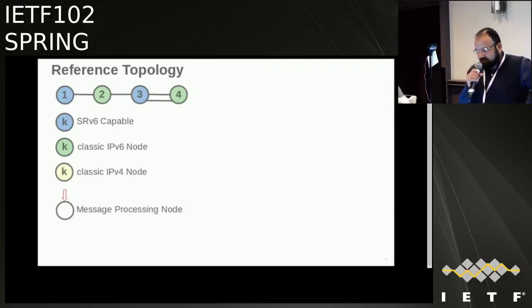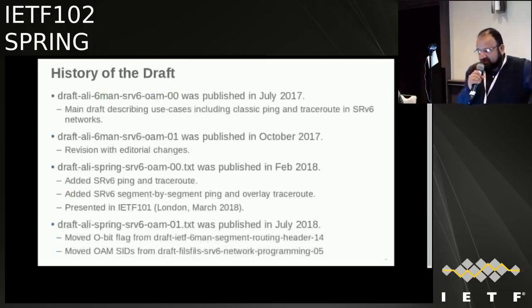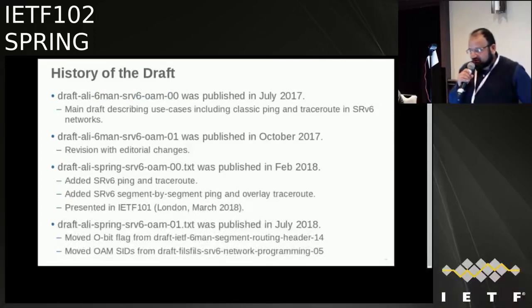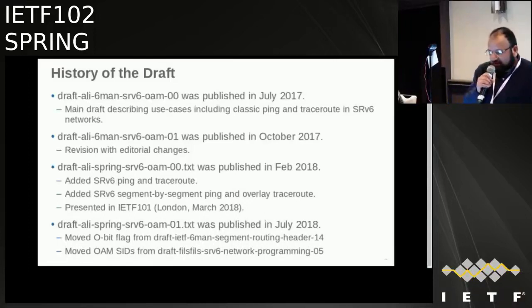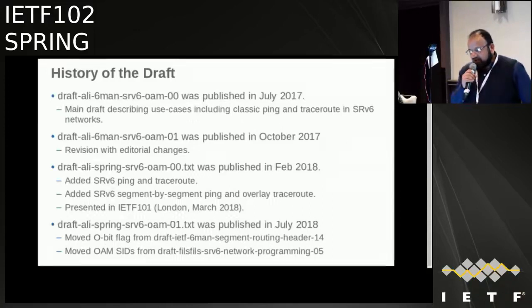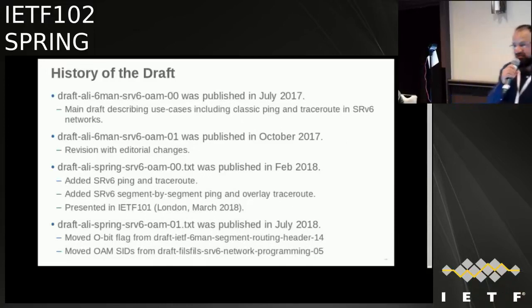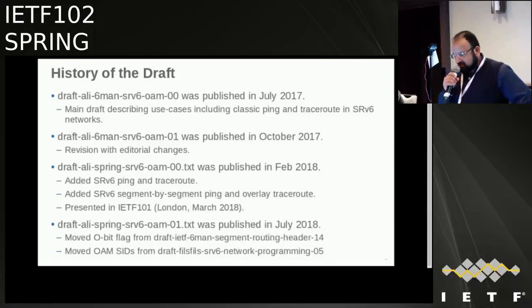Next slide, please. Here's a brief history. This work started in July 2019. It was for classic ping or standard ping and traceroute in an SRv6 network. And then it evolved when we added SRv6 ping and traceroute back in February 2018, or actually December 2017. And we also added cases for segment by segment ping and overlay traceroute. I presented this work at the last IETF in London.